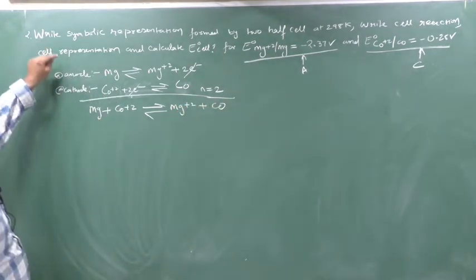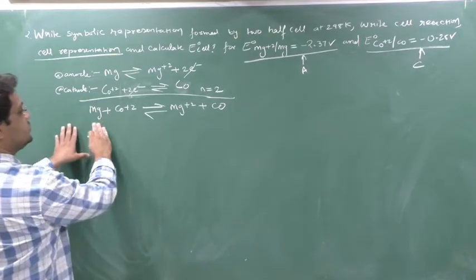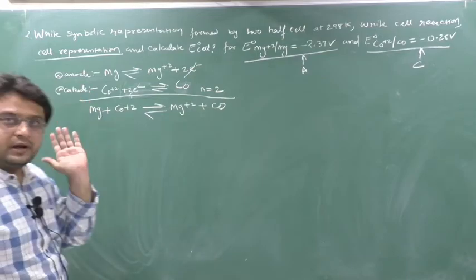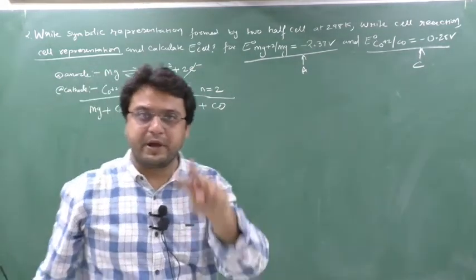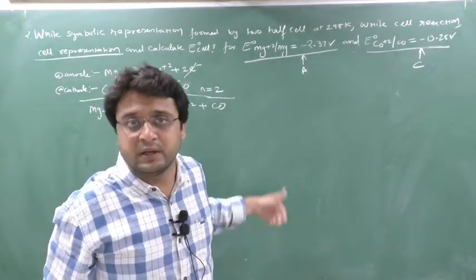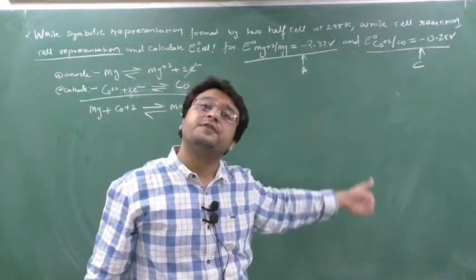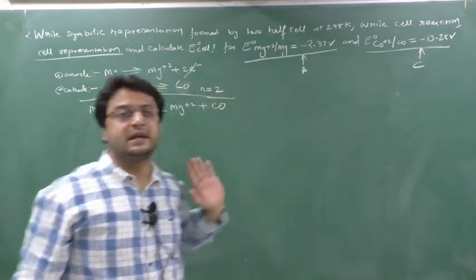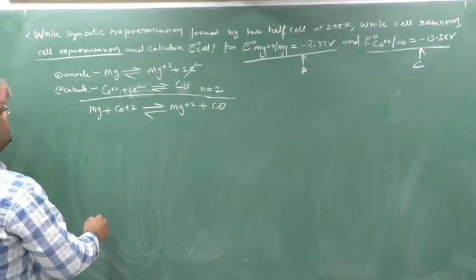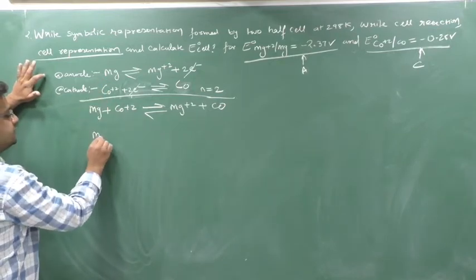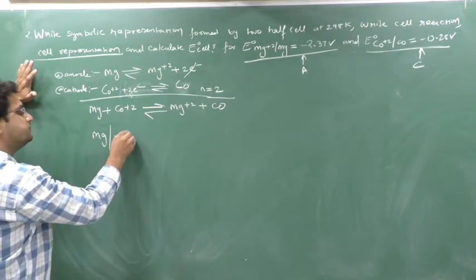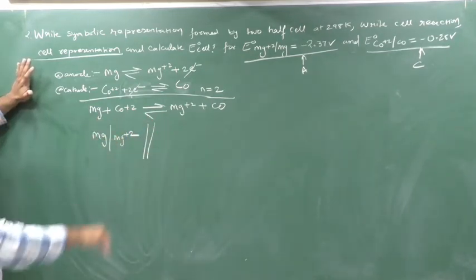Beta, this is your cell representation. So what is symbolic representation? Anode and cathode are separated by 2 lines, which is a salt bridge. At anode, first write down the atom and then its respective ion separated by a single line. At cathode, first write down the ion and then the atom separated by a single line. Now I am writing the symbolic representation. First write down the anode. Who is the anode? Magnesium. Then it is converted into its ion, separated by a line, Mg plus 2. Clear? 2 lines. What do these 2 lines represent?